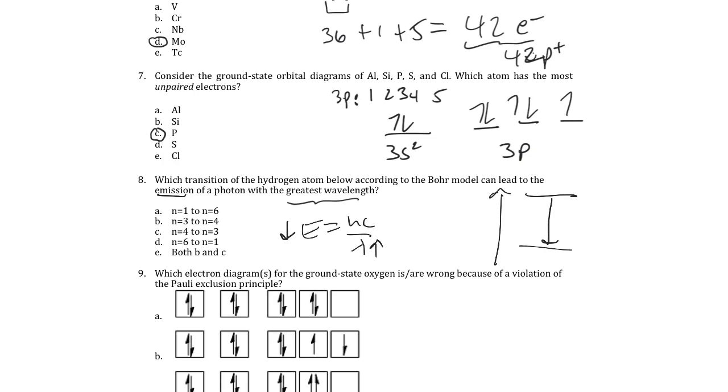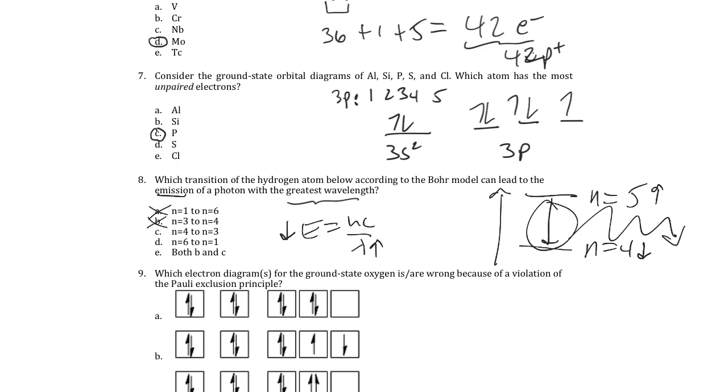So we have to be going from some high n value, say n equals 5 to n equals 4, or whatever, as long as this n value is bigger than this n value, so that we can get light given off. Because the H atom is losing energy, that energy is given to the creation of a photon. Okay, so the 1 to 6, 3 to 4 would involve the absorption of energy, or possibly an absorption of a photon. So we can rule those choices out. We're looking at 4 to 3 or 6 to 1.